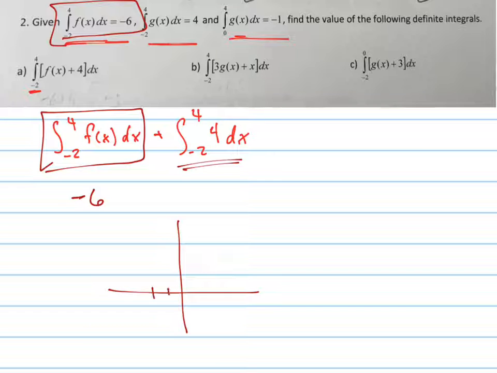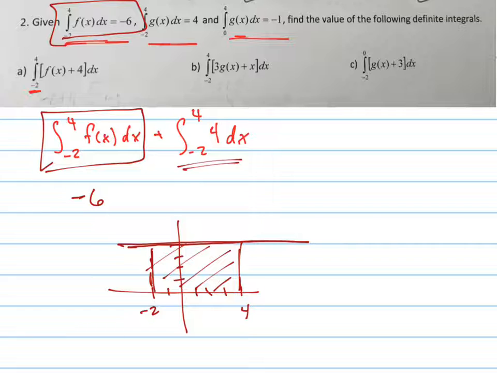So from -2 to +4, it's the graph of 4, which is just a horizontal line. So the area underneath the curve right here is basically just a rectangle. It's 4 times 6, 4 by 6, which is 24. So -6 plus 24, because it's a positive area, which equals 18. Okay, so that was that one.